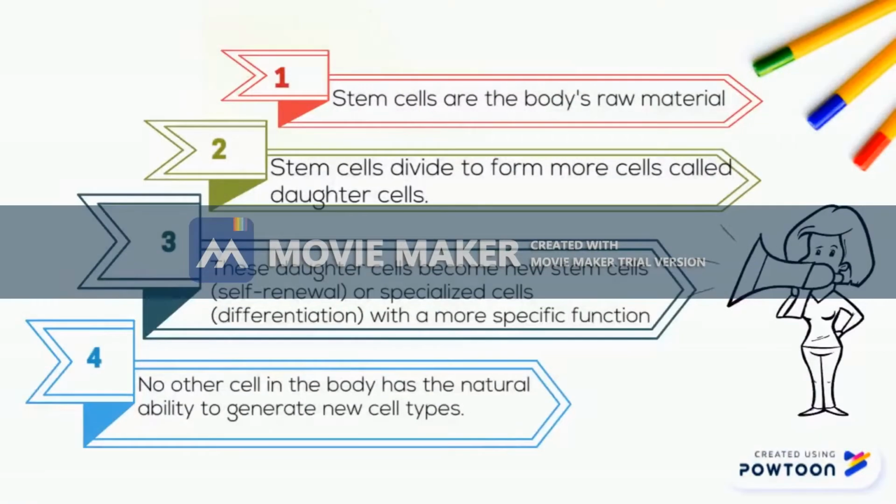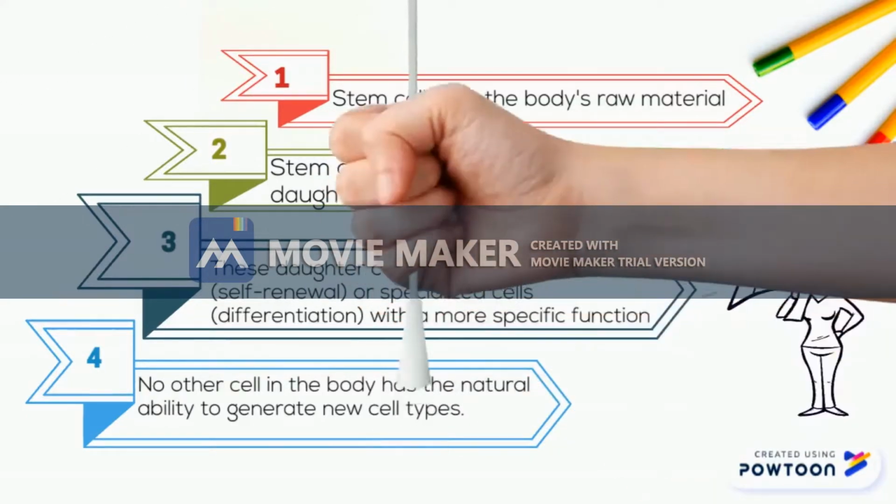Stem cells are the body's raw material, the cells from which all other cells with special functions are generated. Stem cells divide to form more cells called daughter cells. These daughter cells become new stem cells or specialized cells, known as differentiation, which fulfill a specific function such as blood cells, brain cells, hair, muscle cells or bone cells. No other cell in the body has the natural ability to generate new types of cells.